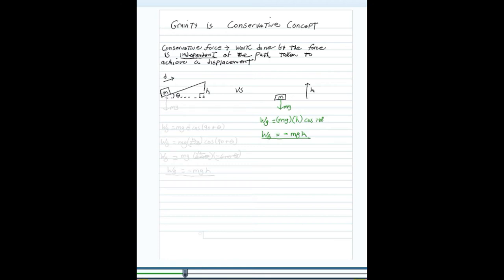Okay. Now, on the left, a little bit more complicated, but still not too bad. Imagine gravity is pulling down on this object. The work done by gravity in this case is going to be the force, which is mg, times the distance it moves up the ramp, which is d, times the cosine of the angle between mg and d. Now, we've looked at a couple of examples like this. The angle between mg and d is 90 plus theta.